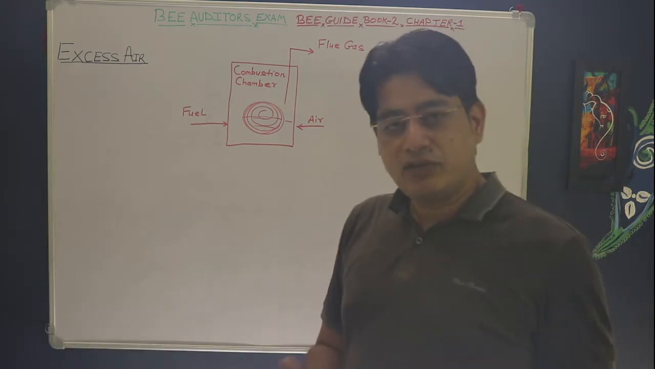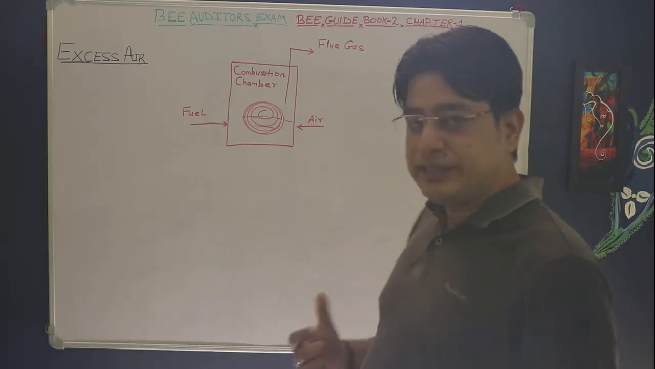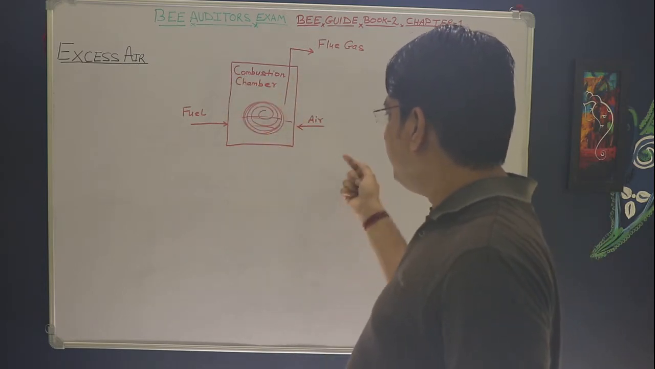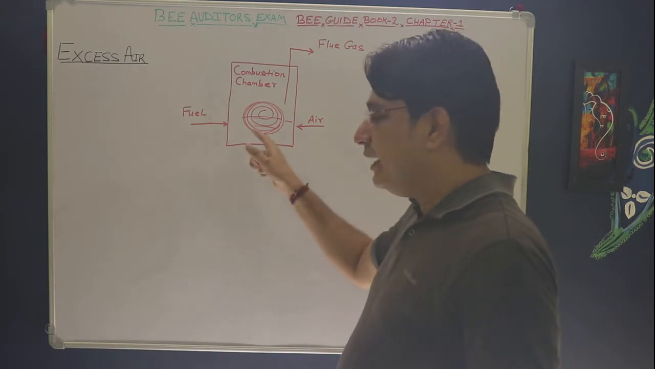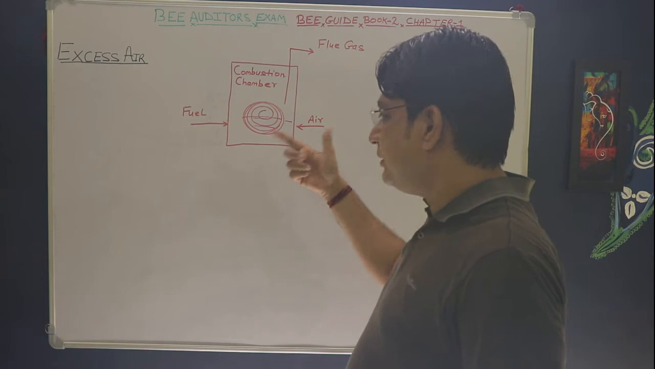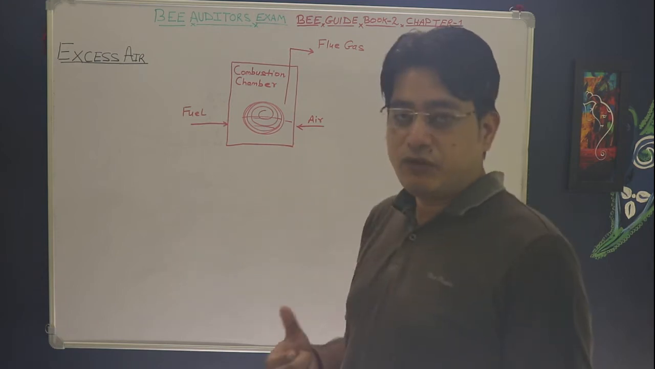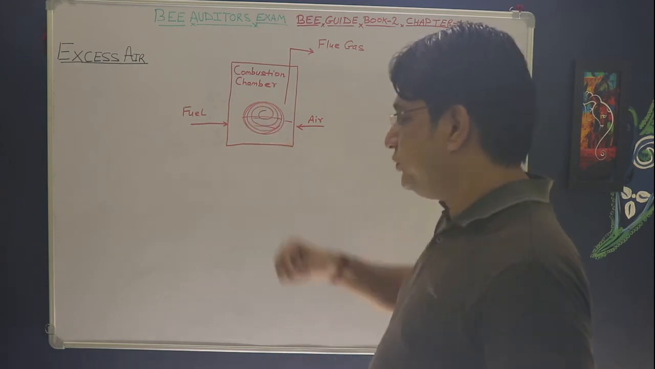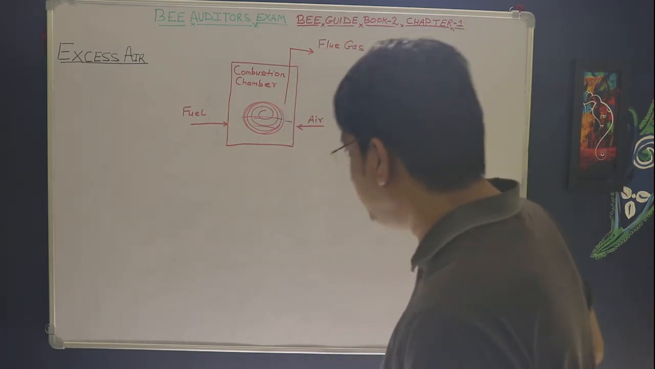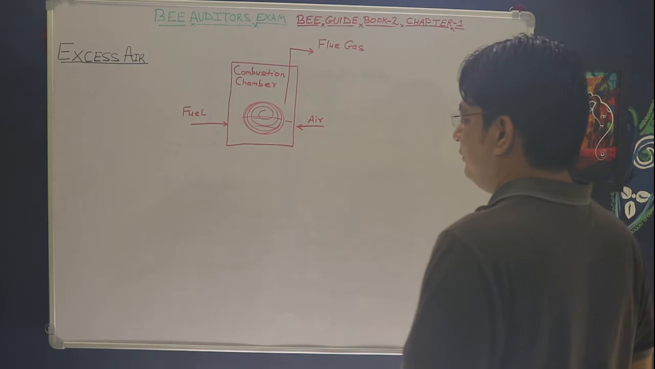So friends, just for the purpose of recalling, as I have explained to you, this is my combustion chamber where air and fuel enter and combustion takes place, and after combustion the products which are formed as a result of combustion are released from here in the form of flue gas. Now we will have a look once again.